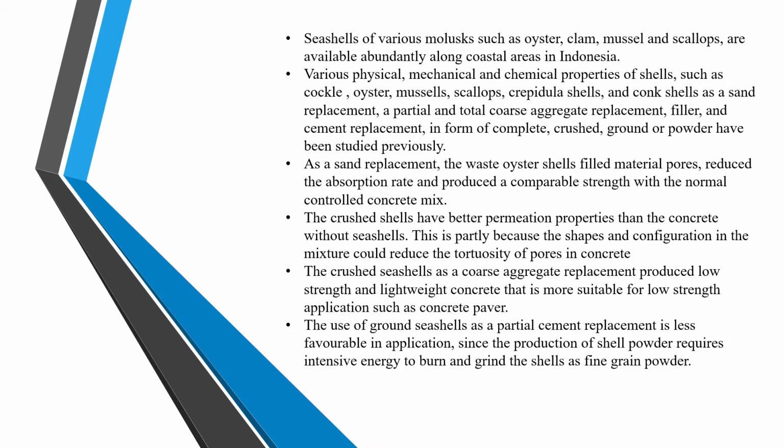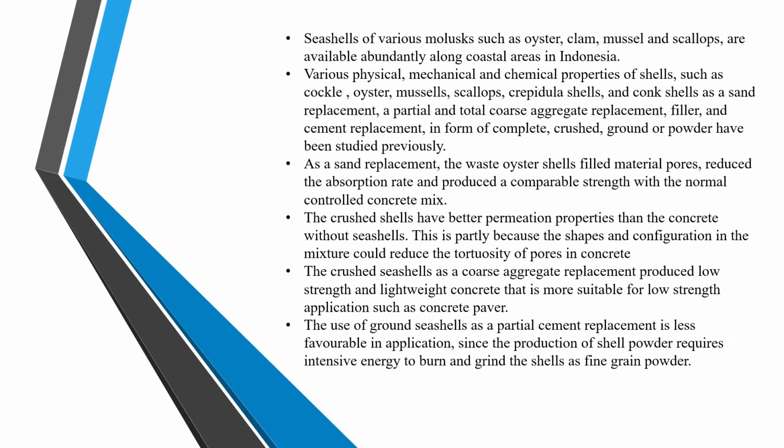As a sand replacement, the waste oyster shell fills material pores, reduces the absorption rate, and produces a comparable strength with the normal control concrete mix. The crushed shell has better permeation properties than the concrete without shell. This is partly because the shape and configuration in the mixture could reduce the tortuosity of pores in concrete.